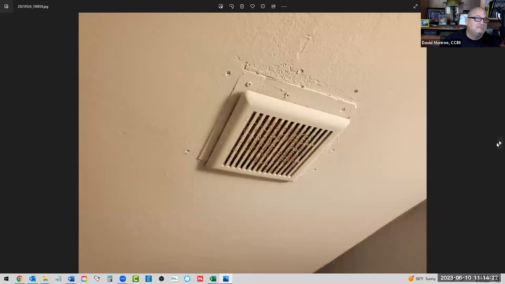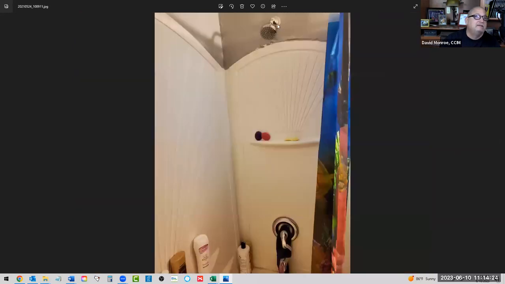Renovated units. Just a nasty vent fan. But yet it's got the updated plumbing fixture in the tub. Why didn't you update the vanity?